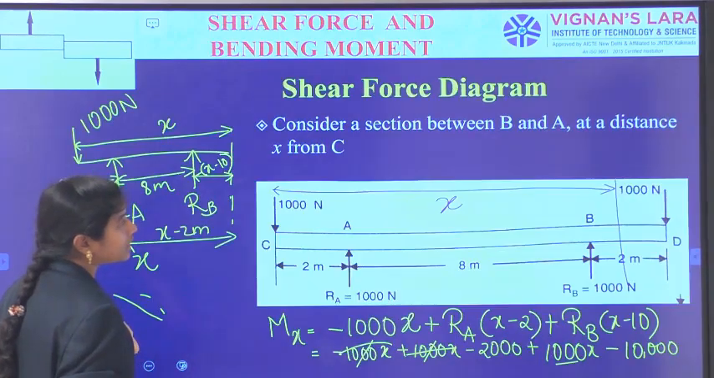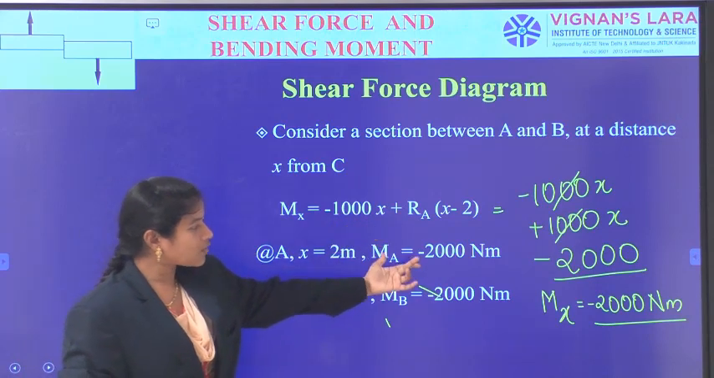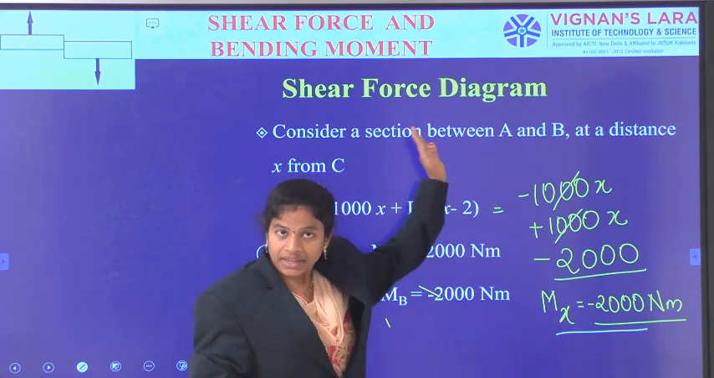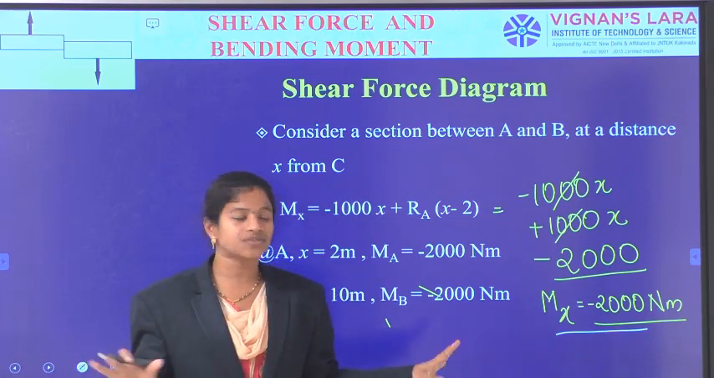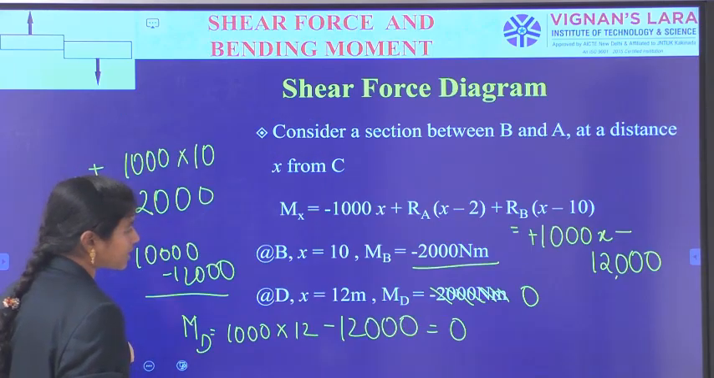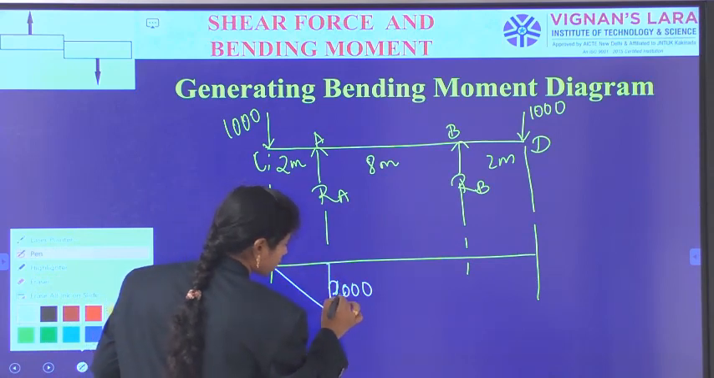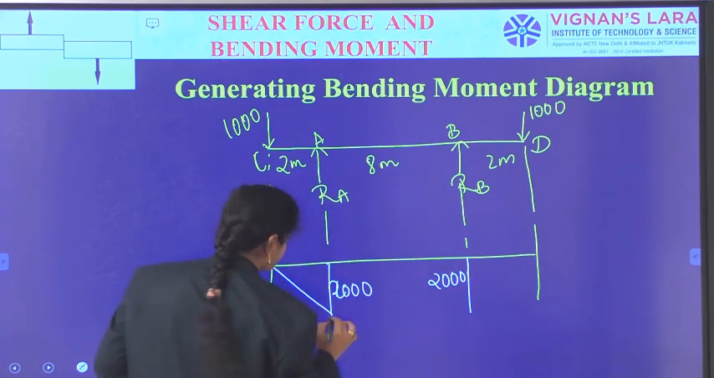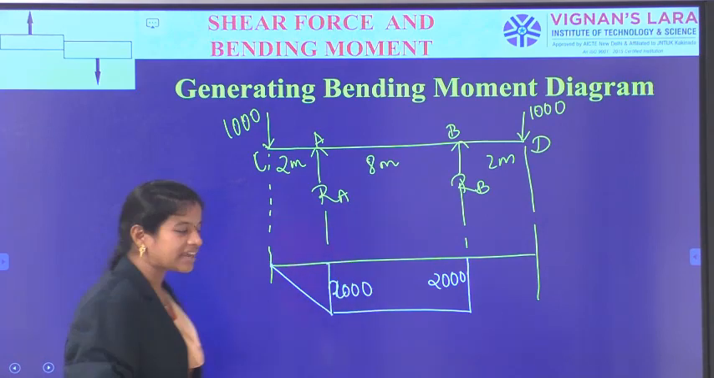And then between A and B, we have got the final equation as a single answer of minus 2000. Mx for AB span is minus 2000. It is not at all having any x value. At A, at B, minus 2000, minus 2000. Now I am using that minus 2000 only. At A already I have got minus 2000, and at B another minus 2000. And connecting these two, a normal horizontal line.